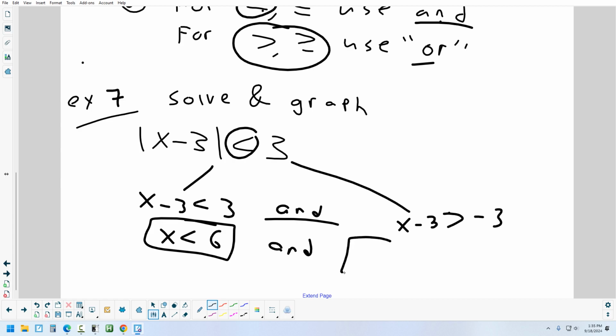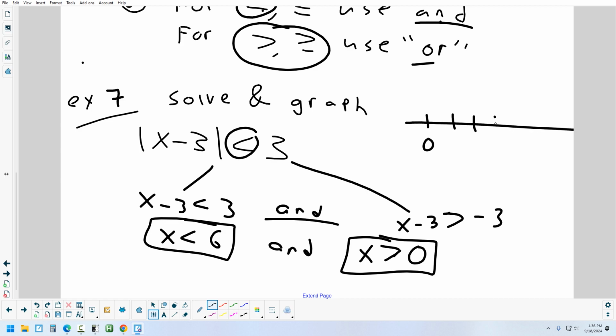And you tell me, what's the other one? X is greater than 0. Yep. And it did say to graph, so let's set up a number line. What kind of circle on 6? What kind of circle on 0? And we shade in between, and is between. Yep. If that was an or, we usually end up shading in opposite directions.